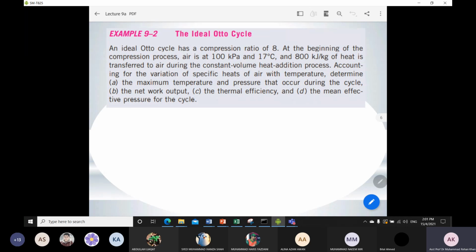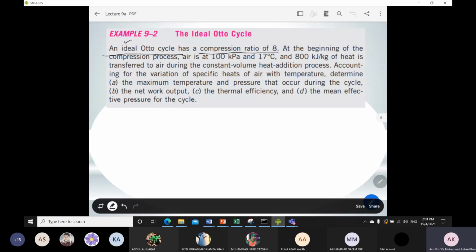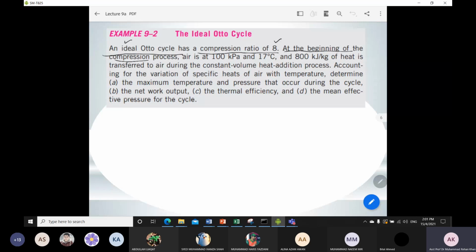Okay, so if you notice over there, an ideal Otto cycle has a compression ratio of 8. It means that the Otto cycle is working ideally. Then compression ratio 8 is mentioned over there. It means that your maximum volume to minimum volume ratio is given, at the beginning of the compression process, which is at 100 kilopascal and 17 degrees Celsius.